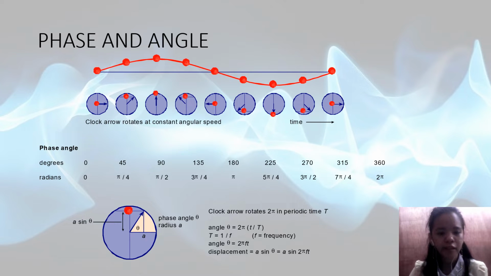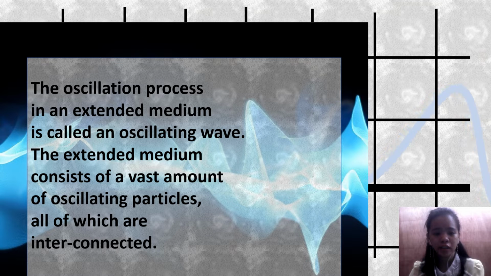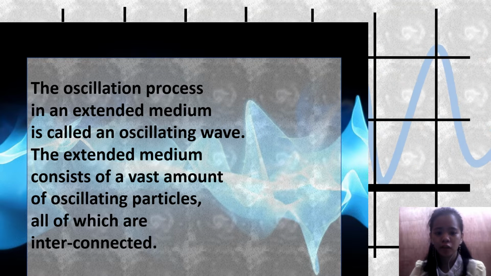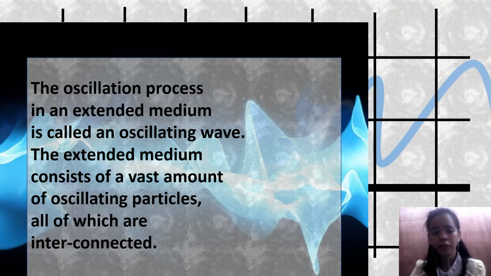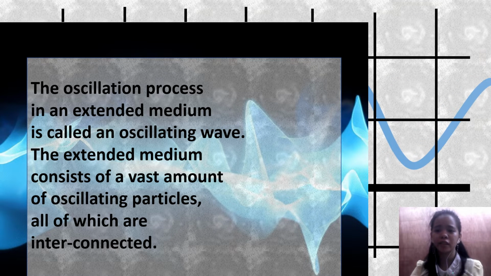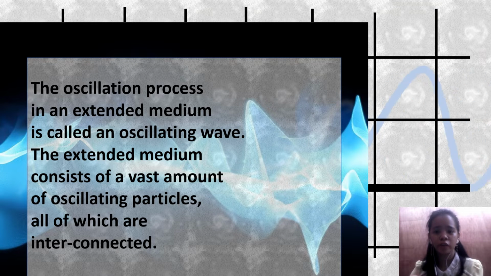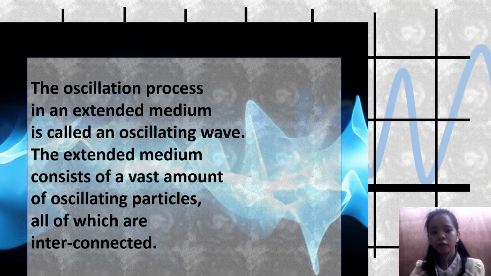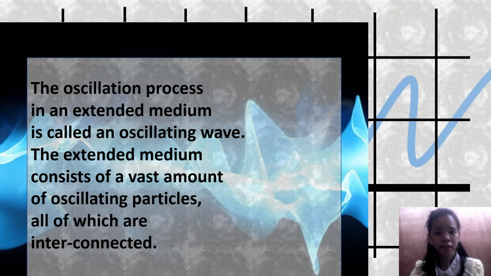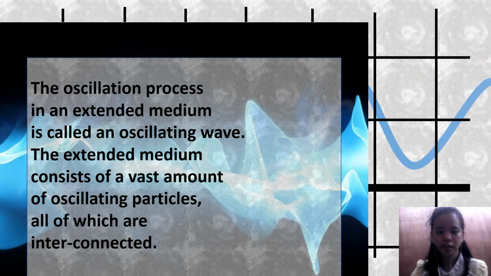So, next. The oscillation process in an extended medium is called an oscillating wave. The extended medium consists of a vast amount of oscillating particles, all of which are interconnected. If one of the particles receives an oscillation impulse, then it becomes the center of the propagating wave movement. But no matter is transported. The direction of energy propagation is called the wave ray. Each wave front conforms to the envelope of wavelets. Huygens principle applies to all types of waves, even electromagnetic waves.